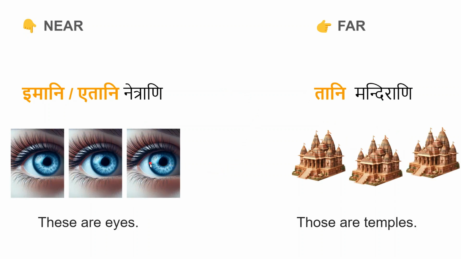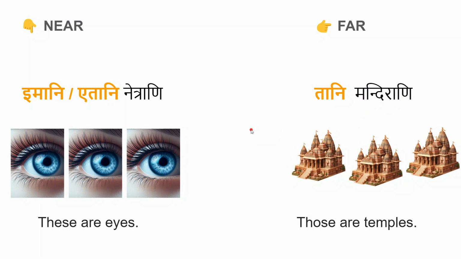Finally, you see the plural form when there are more than two objects. So imani netrani. Or etani netrani. These are eyes. So there are three temples away from me, so I can say thani mandirani.